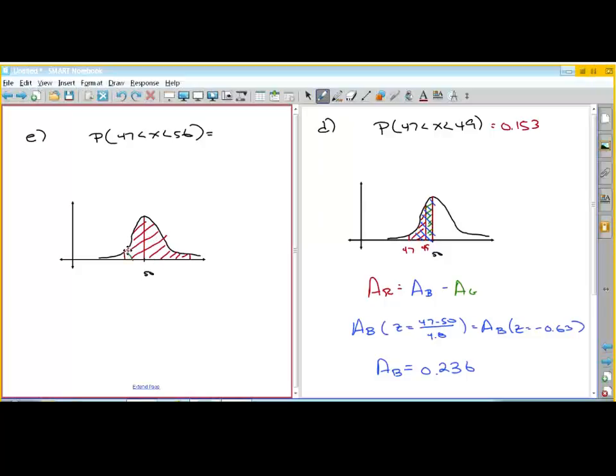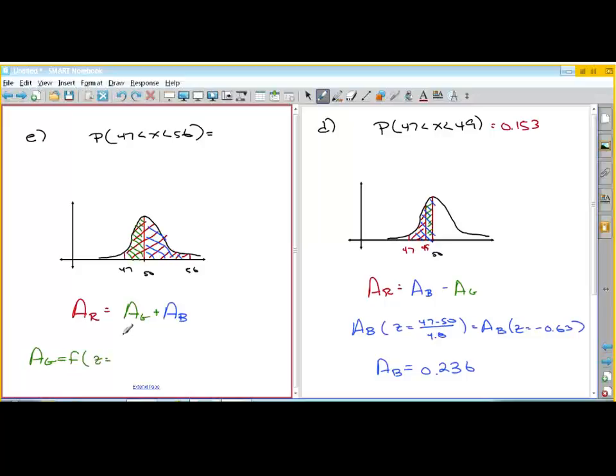Again, we have to break this into two parts. We have the one over here to the left, less than the mean, and one to the right of the mean. Let's write those numbers in. This one is 47, this is 56. What we're looking for is the red area, and it's going to be the green area plus the blue area. In this case, we just have to add them together.